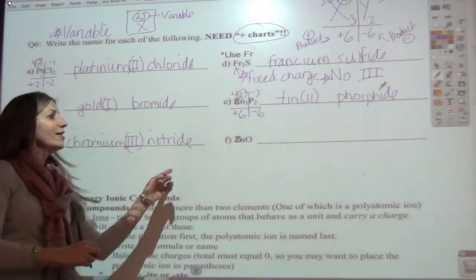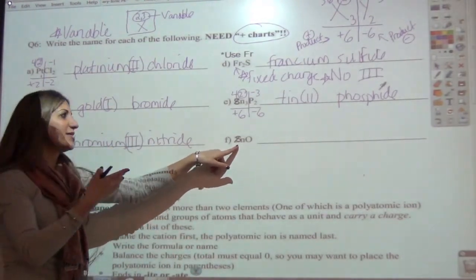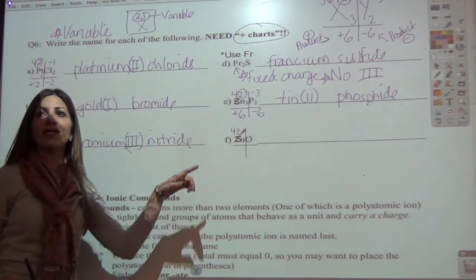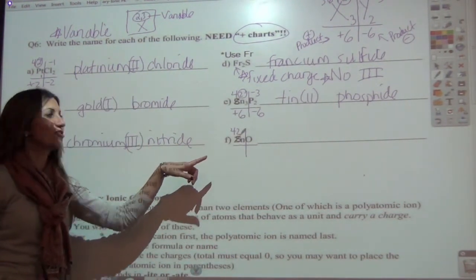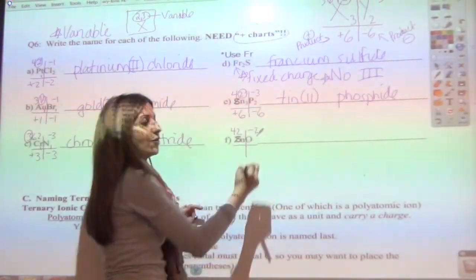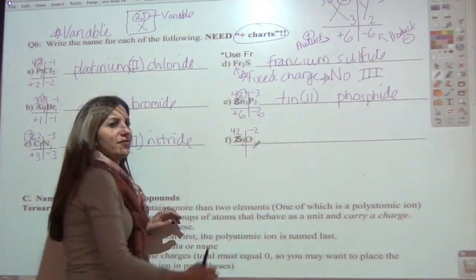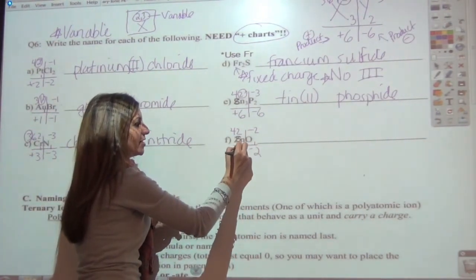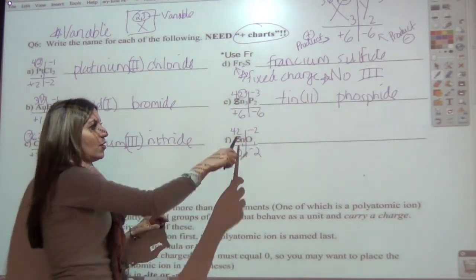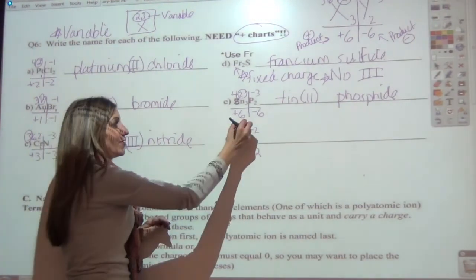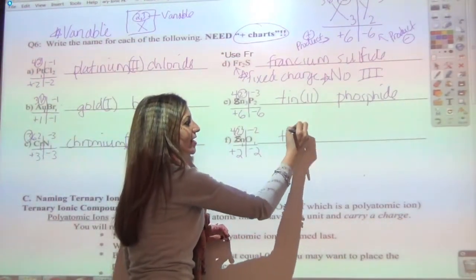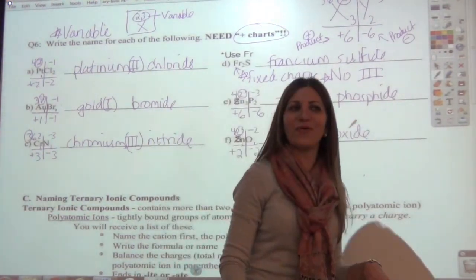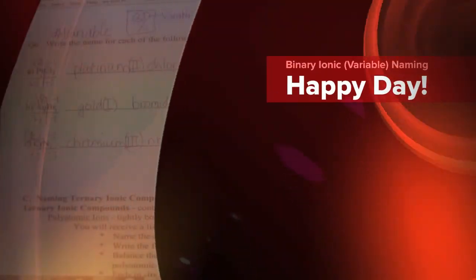Okay, last one is Sn, we already did, so we're just going to do it again. It's a 4 and a 2. Next person, what is oxygen? Oxygen's charge? -2. There's only one of each one of them, if there's no number written down at the bottom. So that's a -2, so this side is a +2. What times 1 equals 2? 2. So this again would be tin, 2, oxide. And that's it for naming the variable charge metals.